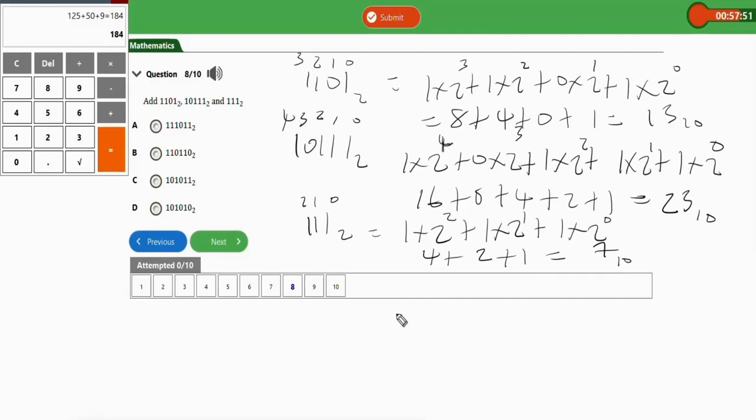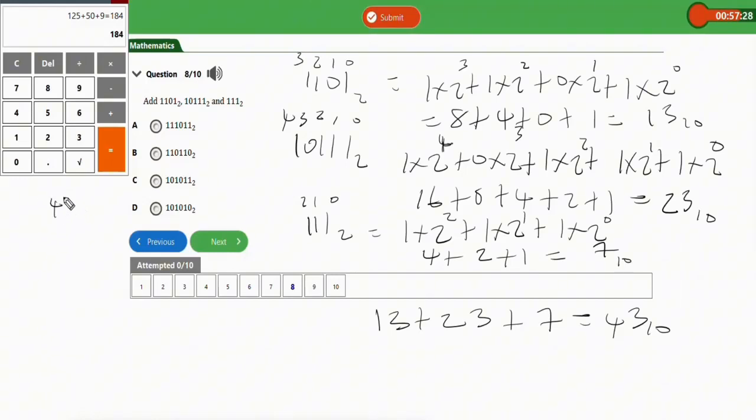So when you add everything together, the first one you got 13 plus 23 plus 7. So 23 plus 7 gives us 30. 30 plus 13, so we have 43 base 10. Okay, so when you convert 43 base 10 to base 2, let's solve it here, guys.